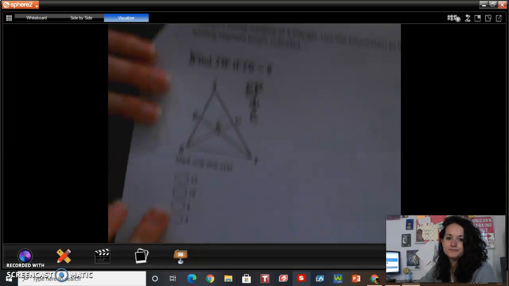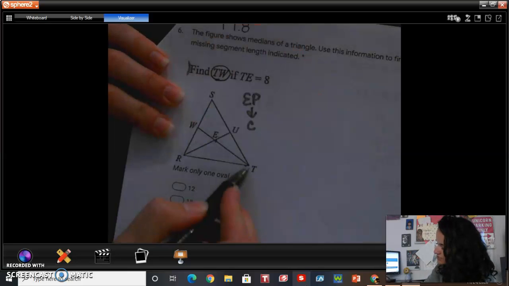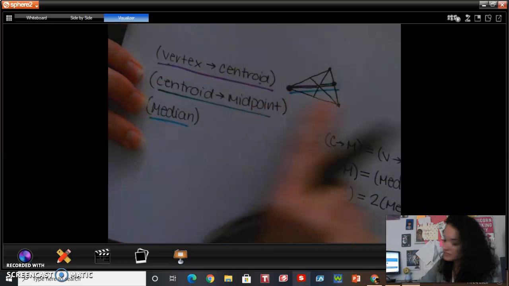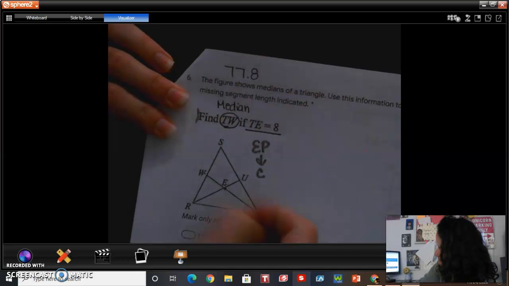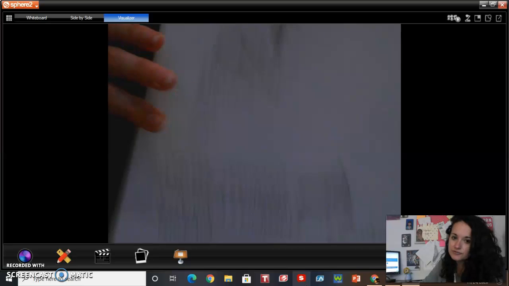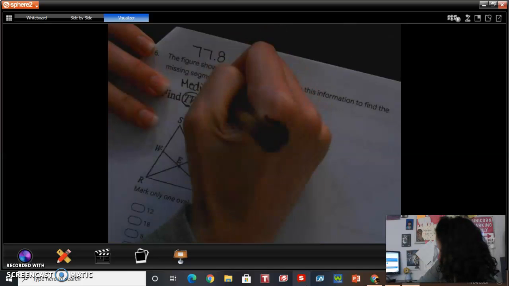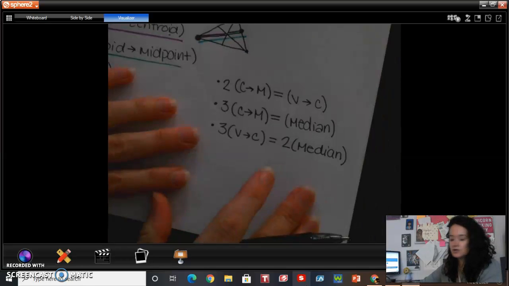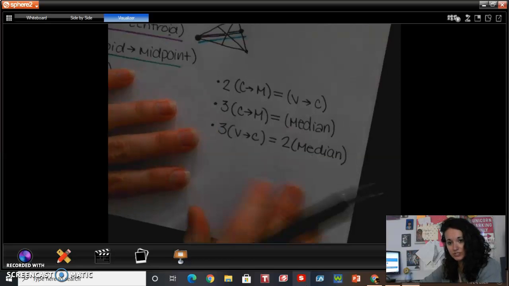All right, so here we go. So they want us to find TW. So if you notice, TW is the entire segment. And remember, the entire segment is called the median. They're giving us TE. T to E, so let's see, from the point to the middle. Point to the middle is our vertex to centroid. So when I look at my formulas, I'm looking to see which one deals with vertex to centroid and median. Okay? So if I notice right here, vertex to centroid and median. So this is the formula you're going to use.